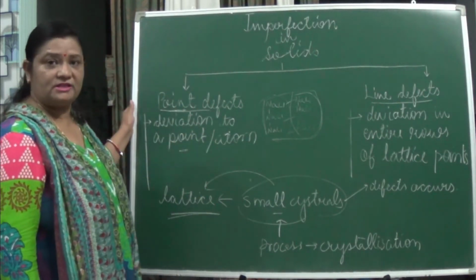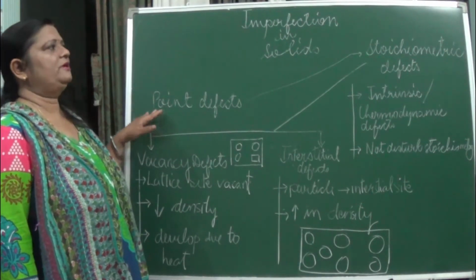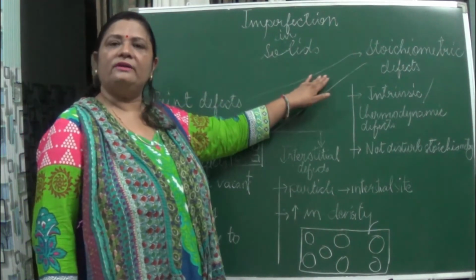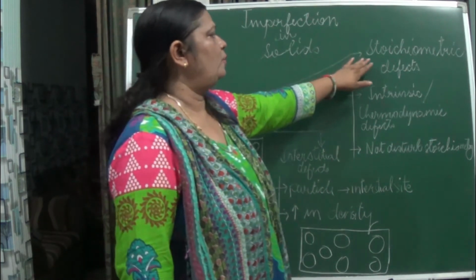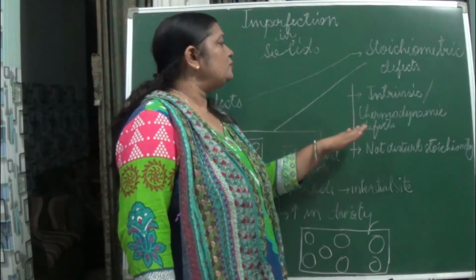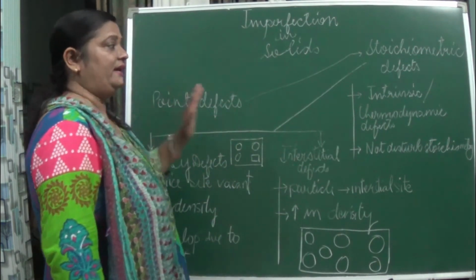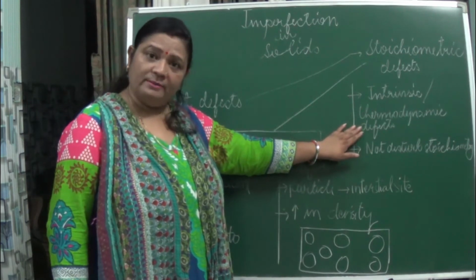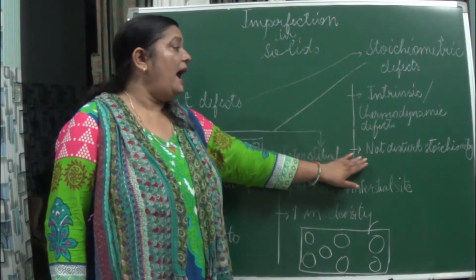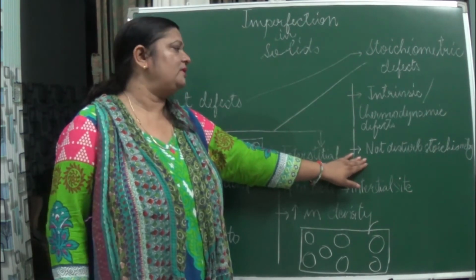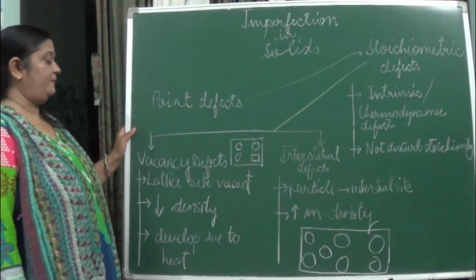Now coming to the point defects, they are of three types: stoichiometric defects, impurity defects and non-stoichiometric defects. First we are going to study stoichiometric defects. They are intrinsic in nature. They are thermodynamic defects, meaning the defects caused due to heat, and they don't disturb the stoichiometry of the lattice. How? I am going to explain it to you.